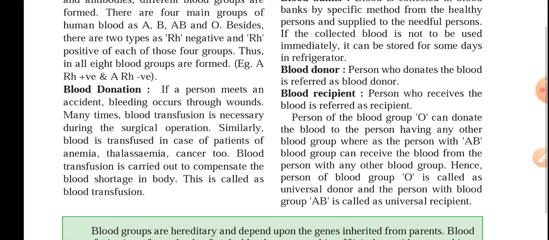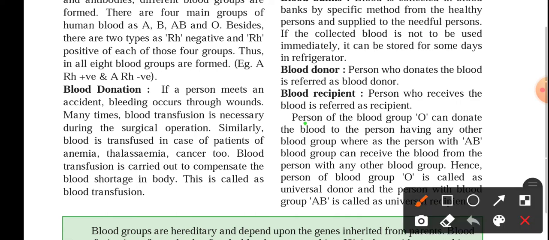So that is what they have mentioned here. You can see the person of blood group O can donate blood to a person having any other blood group, whereas the person with the AB blood group can receive blood from a person with any other blood group. Hence, a person of blood group O is called the universal donor, and the person with blood group AB is called the universal recipient.